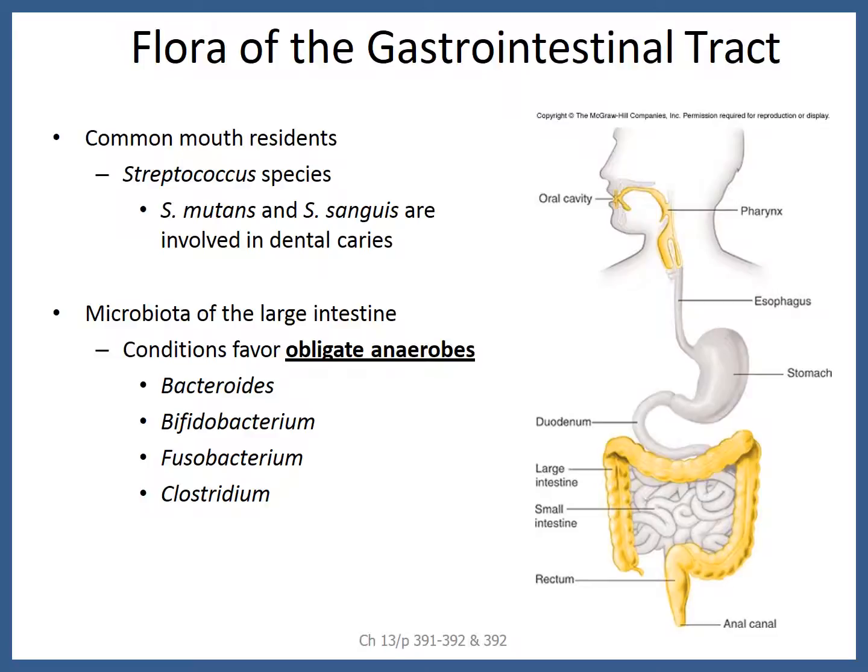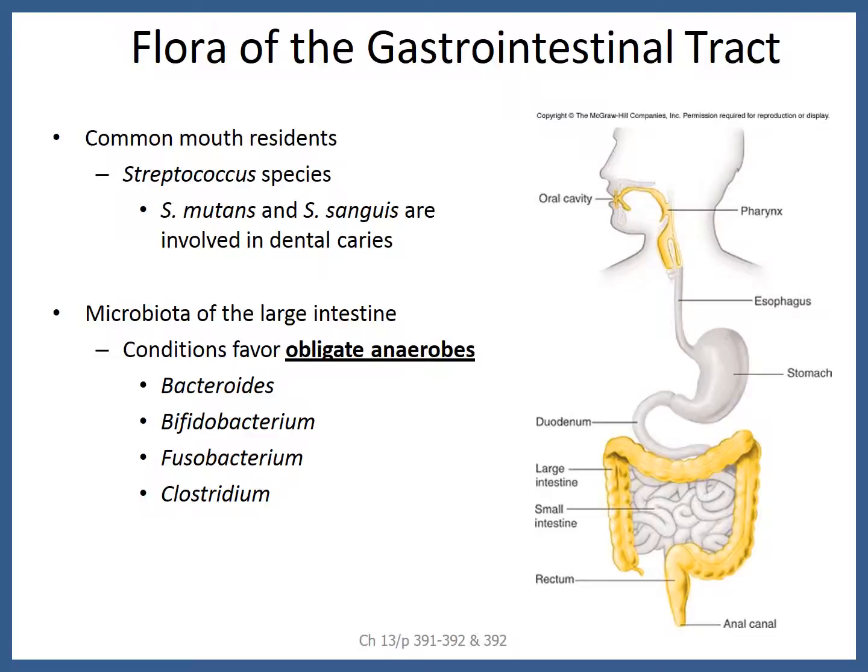So for this, I decided to focus on one example, which would be the normal flora of the gastrointestinal tract. This includes parts of the body that have microbes in the oral cavity and the upper gastrointestinal tract, as well as microbes in the large intestine. Just to give you a few examples, there are many Streptococcus species that are naturally found as normal flora of the mouth. Now, we've talked in class about some forms of Streptococcus being pathogenic, but there are others who are naturally found there, and some can be involved as well in dental caries or dental cavities. So Streptococcus mutans is one example.